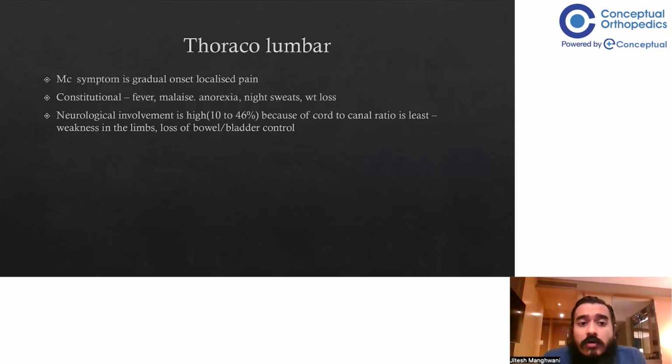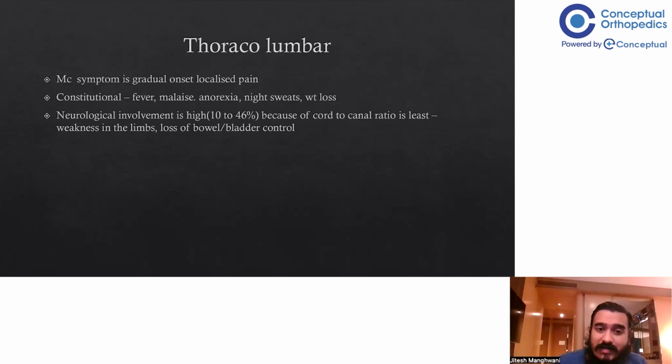Thoracolumbar. Most common symptom of thoracolumbar tuberculosis is gradual onset localized pain. In fact, most of the cases that are neglected are these ones, because these patients think that this low grade lingering pain is a mechanical pain and not a pain secondary to some massive disease pathology. Constitutional symptoms like fever, malaise, anorexia, night sweats, and weight loss are something that you would see.